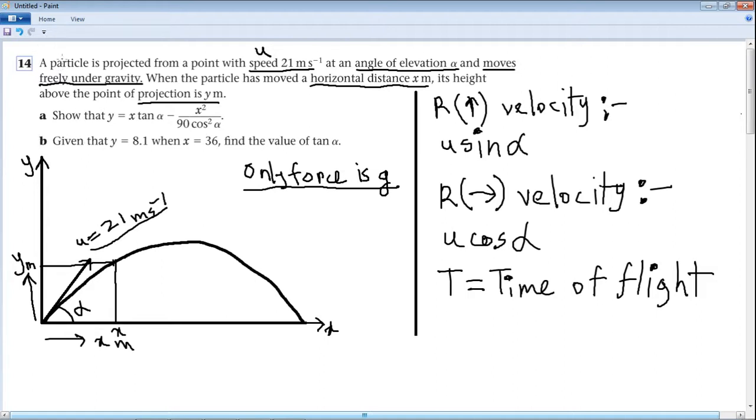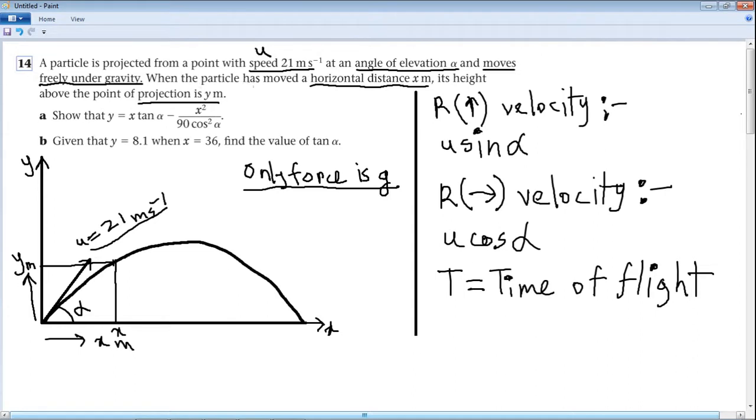So before solving A, let us first analyze this question. Let us find the information that is given in this question. Here speed is one piece of information, and this speed is the initial speed, which is u. The other information is given: angle of elevation, and moves freely under gravity. It is another piece of information, and we will discuss it later.